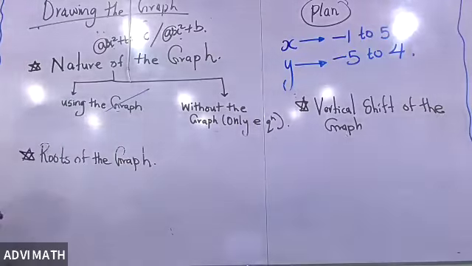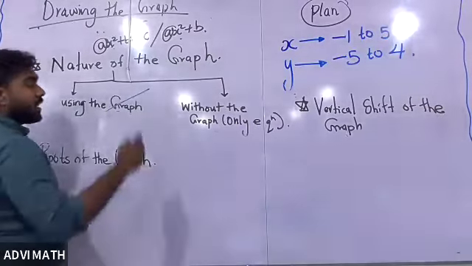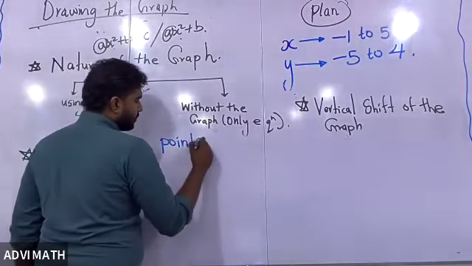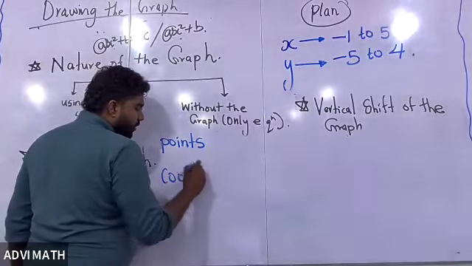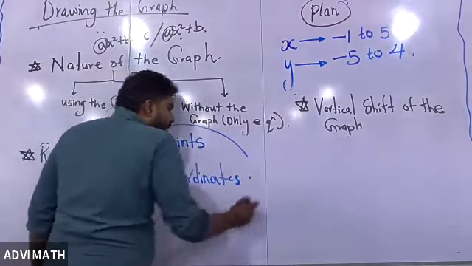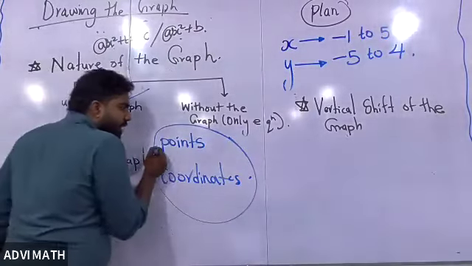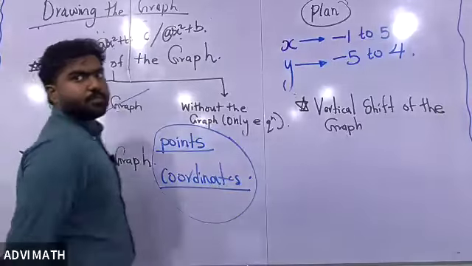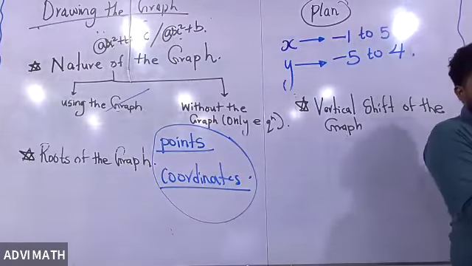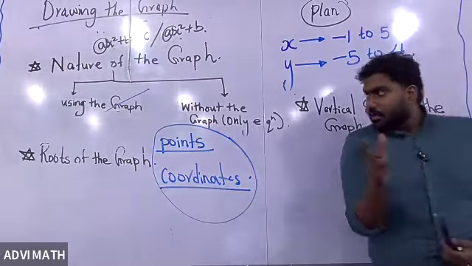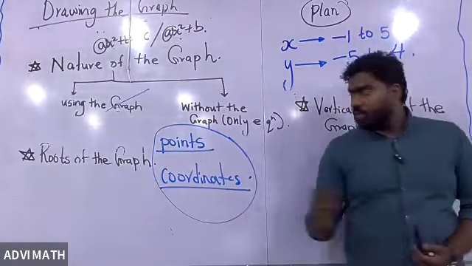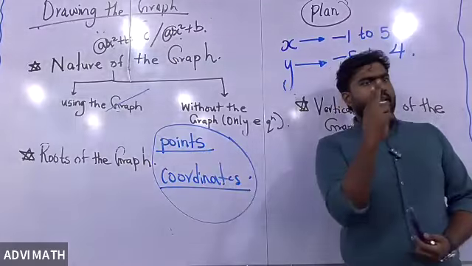Okay, kids. Nature of the graph done. Along with this there is another thing: your points and your coordinates of the points. This is where everyone makes mistakes. Try to understand the difference between this and this. What are coordinates? X, y. Coordinates means you need to have two values. What is a point? Only one value. Coordinate means two values, x and y value.